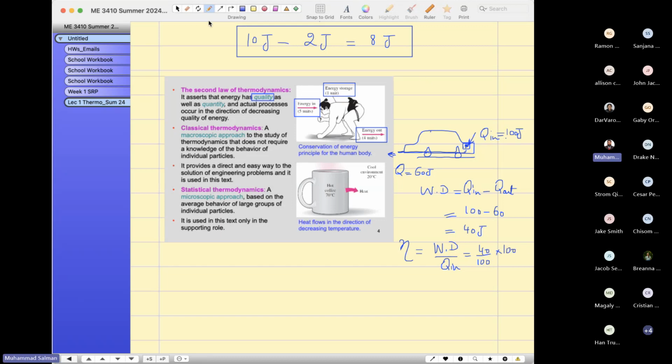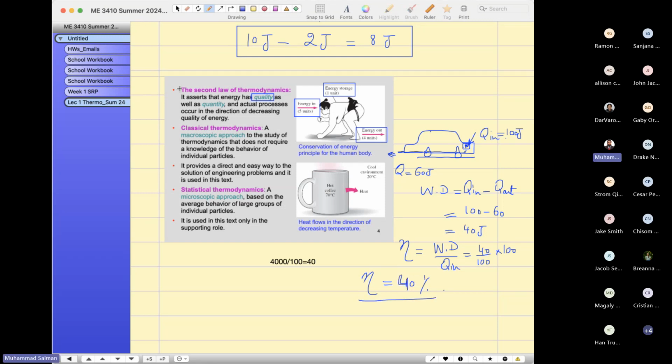So if I do the math here, I'm sorry, this is 40 by 100. So it's 40%. The efficiency of this car engine is 40%.